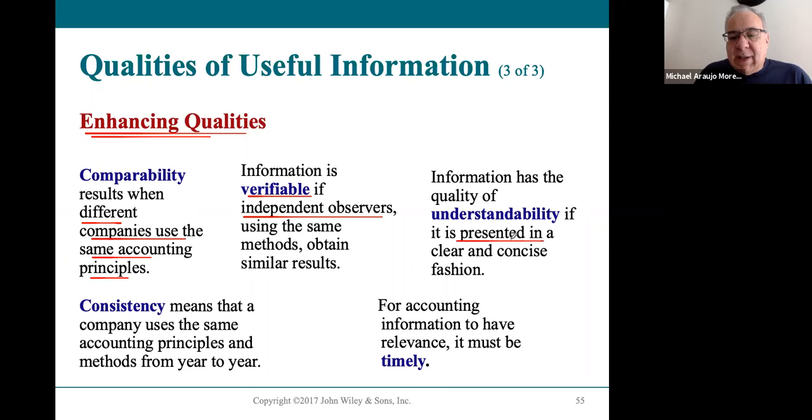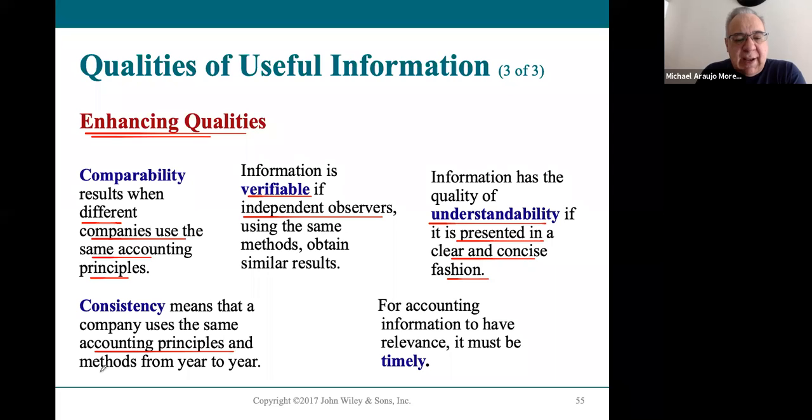Of course, everything needs to be presented in a specific fashion, and that's what understandability is. That's why you have to learn about the classified balance sheet, right? Because it has to be presented in a specific fashion. They've already figured out how to present it. You're just learning how to do it. For understandability, all businesses use the same fashion.